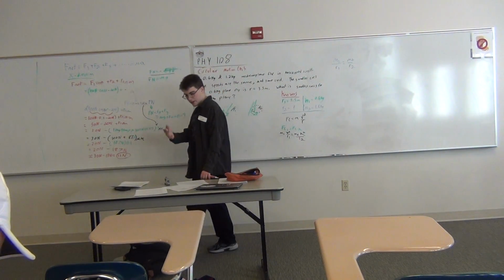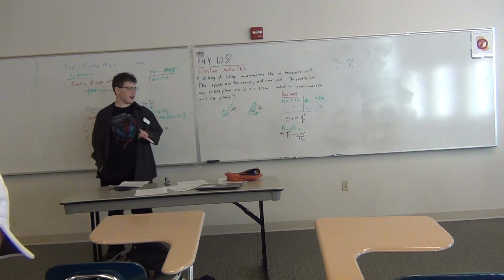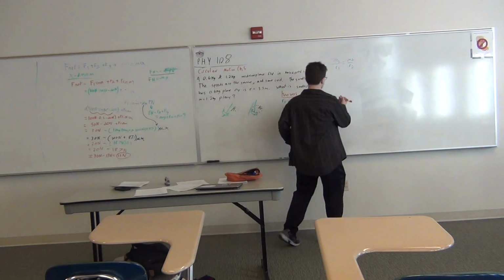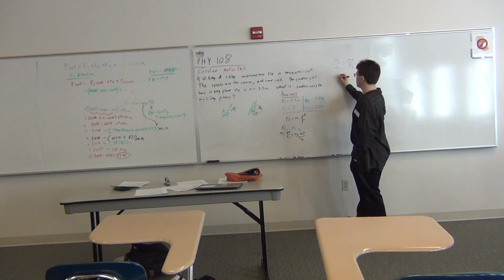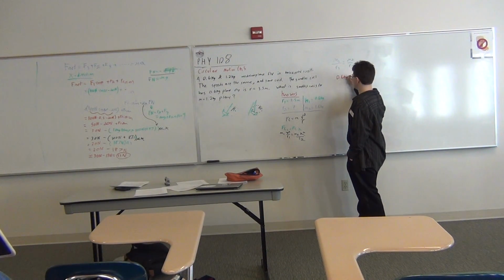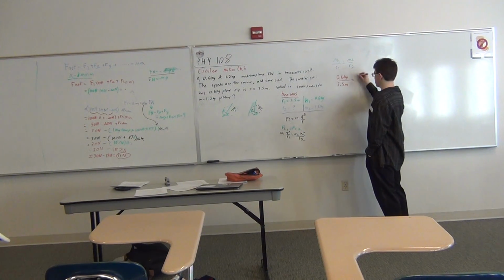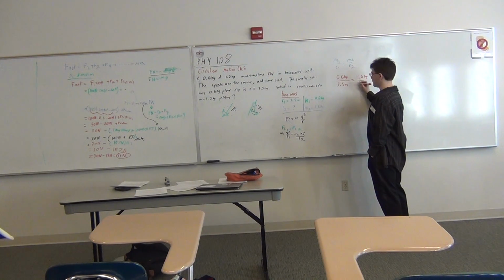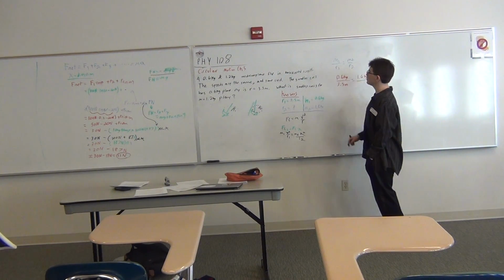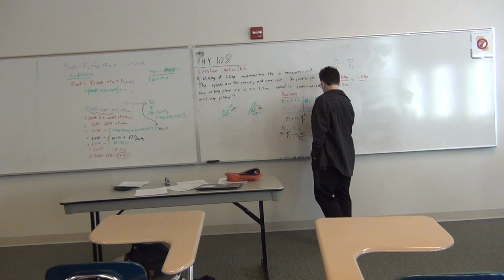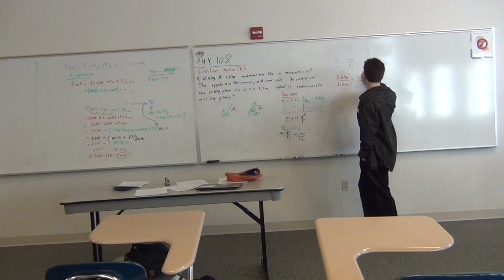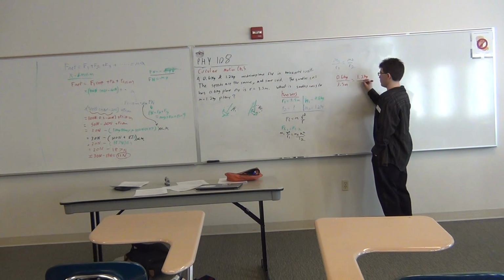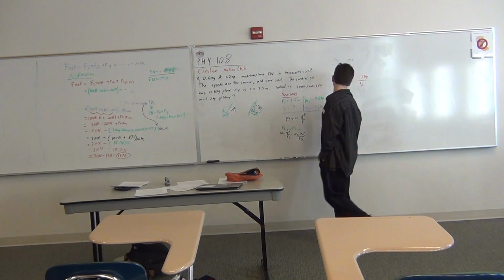Using what we know, can we solve? Mass 1 is how much? 0.6. Over radius 1, 3.5. What's mass 2? 1.2. Over 1.2 kilograms, over R2.